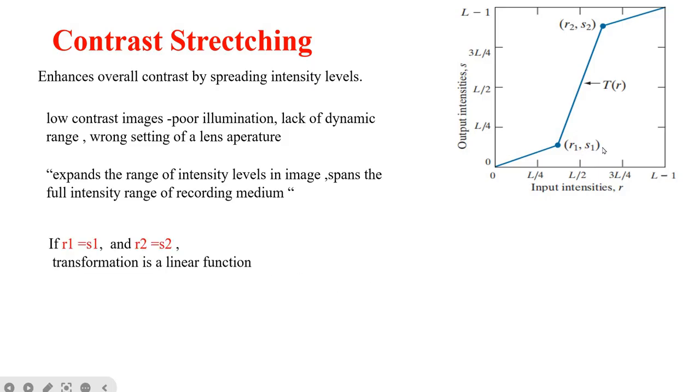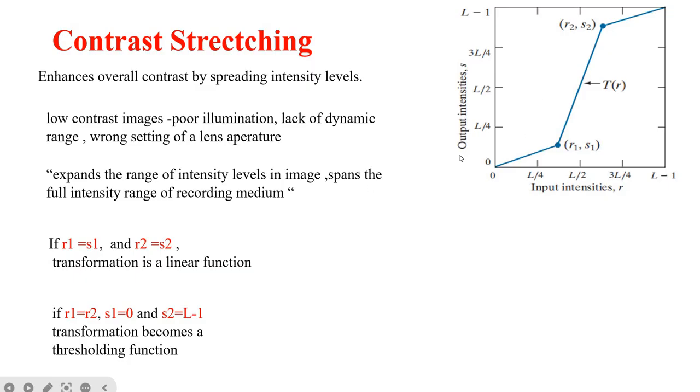If R1 is equal to S1 and R2 is equal to S2, then the transformation will be a linear function, and that produces no change in the intensity levels. If R1 is equal to R2, S1 is equal to 0 and S2 is equal to L minus 1, then the transformation becomes a thresholding function which will create a binary image.